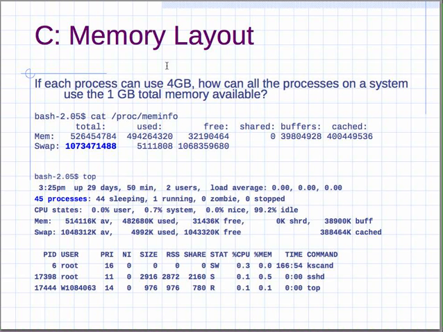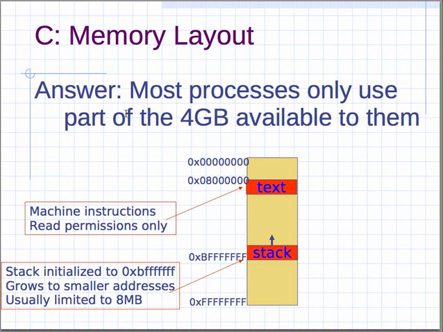So if each process can use 4 gigabytes, how can all the processes on a system use, let's say in this case, half a gig of DRAM plus swap space of 1 gigabyte? That's a total, actually that's part of this is in swap. So a total of 1 gigabyte of memory available. Well, how does it do that? The key is that most processes use only a small part of the 4 gigabytes available to them.